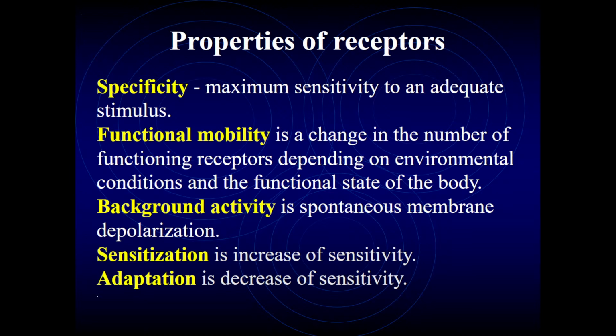The second property is functional mobility. What is it? It is a change in the number of functioning receptors depending on environmental conditions and the functional state of the body. Background activity means spontaneous membrane depolarization. Spontaneous depolarization of membrane occurs even in the absence of any stimuli.